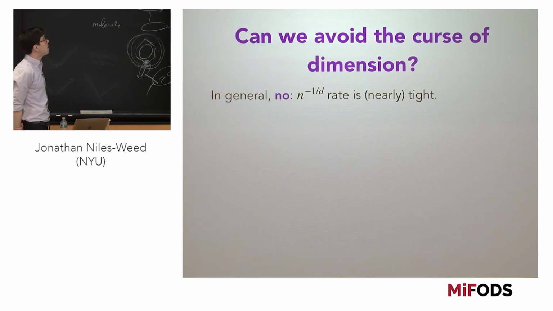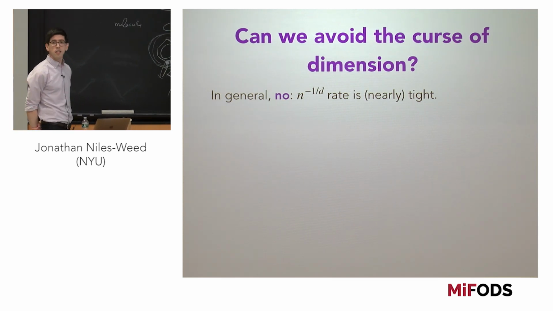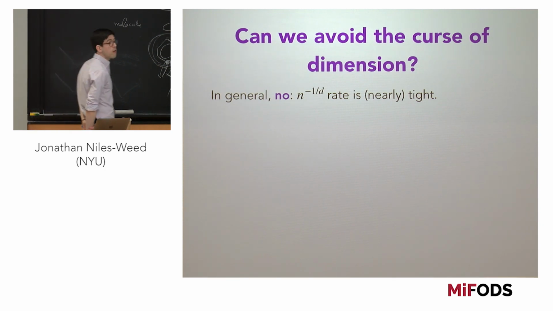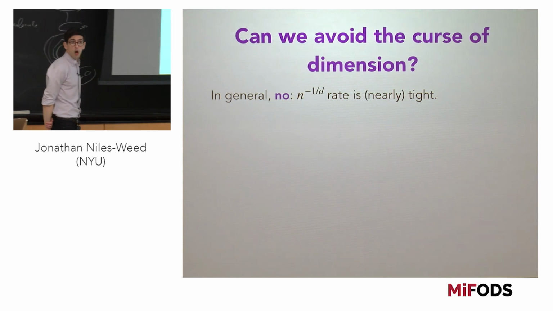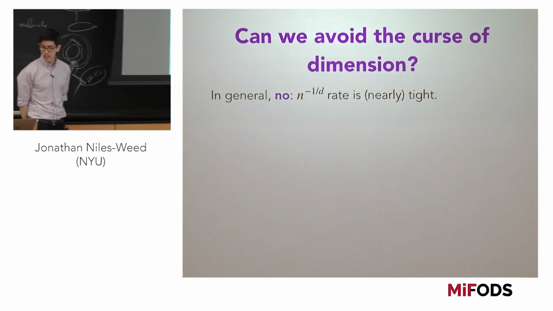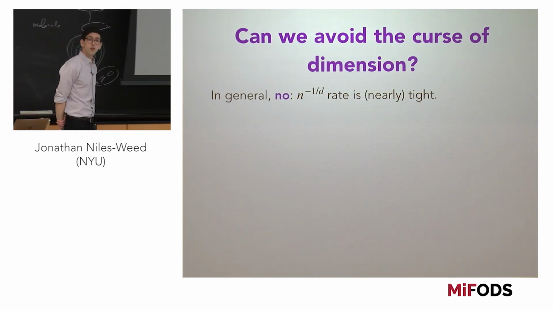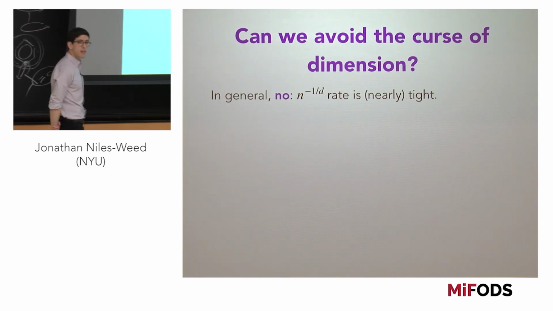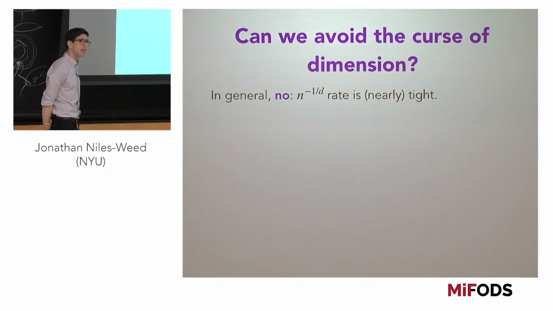So just to sum up here, I asked at the beginning, can we avoid the curse of dimensionality? At least without additional structure, the answer is no. This n to the negative 1 over d rate is nearly tight. Though there's an interesting open question about whether the rate is exactly n to the negative 1 over d or less by just a logarithmic factor.